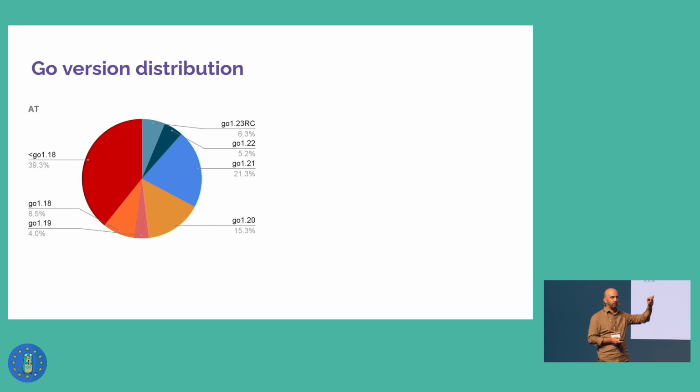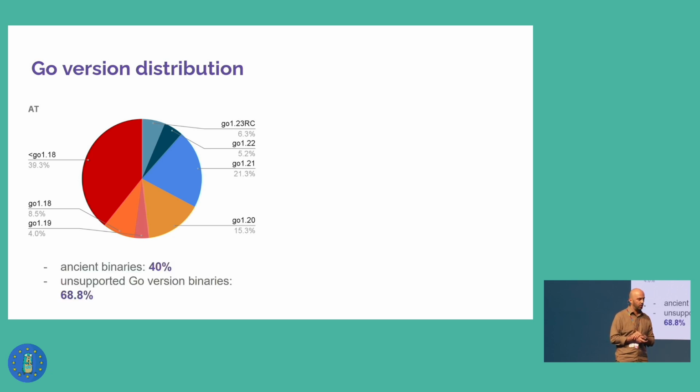As you're probably aware, the Go team maintains the current major Go release, the one previous, but not anything before that. One other thing to point out is that on top there is Go 1.23 RC, that's release candidate, which means that some cloud developers actually really care about using the most recent Go version. But in general, the story is not very good. We have around 70% of these binaries built with a version of Go that's not maintained anymore.